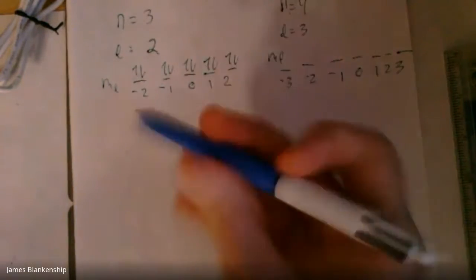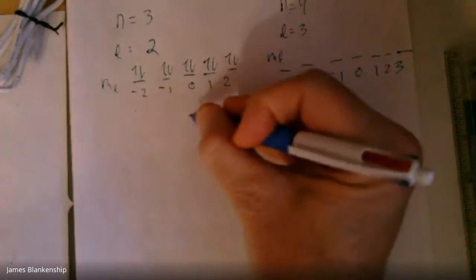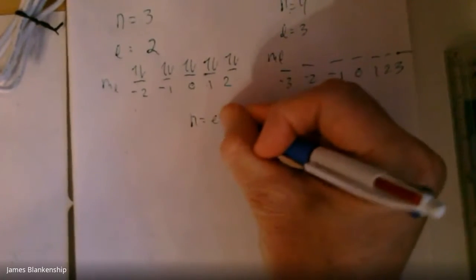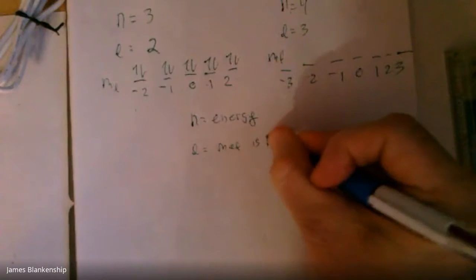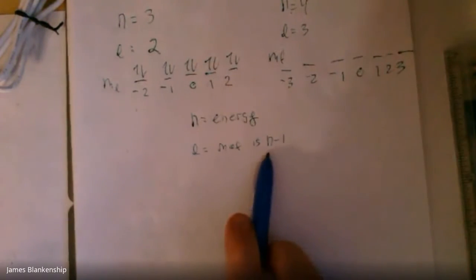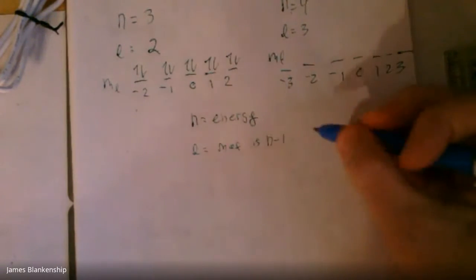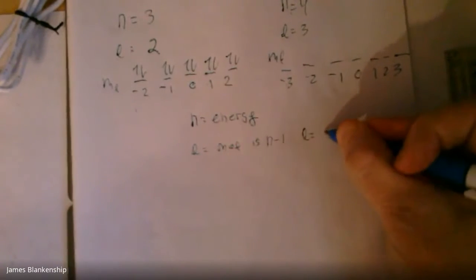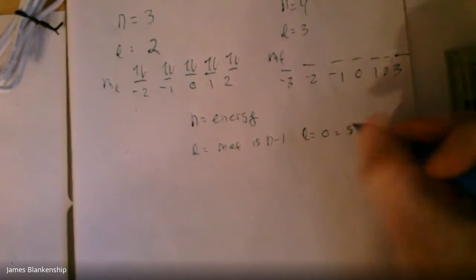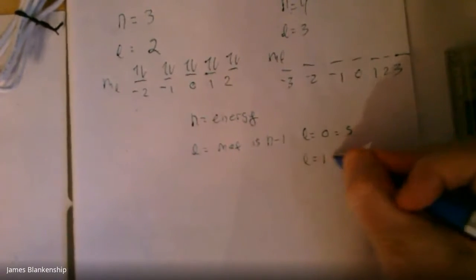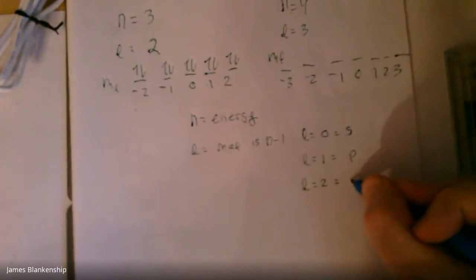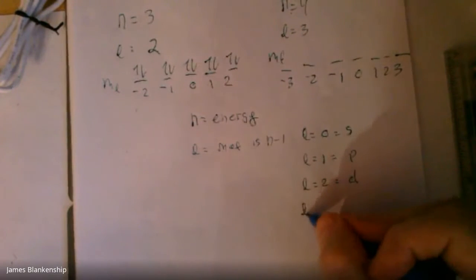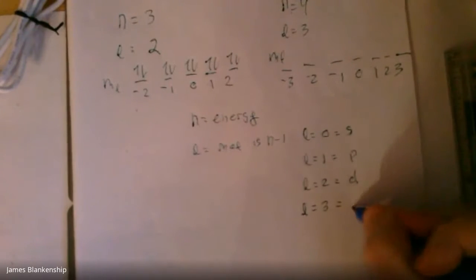So key points about quantum numbers. N is energy level. L, max value, is n minus 1. It can be less, but it can never be more. And we can say that if your L is 0, you are in the S. If your L is 1, you are in the P. If your L is 2, you are in the D. And if your L is 3, you are in the F.